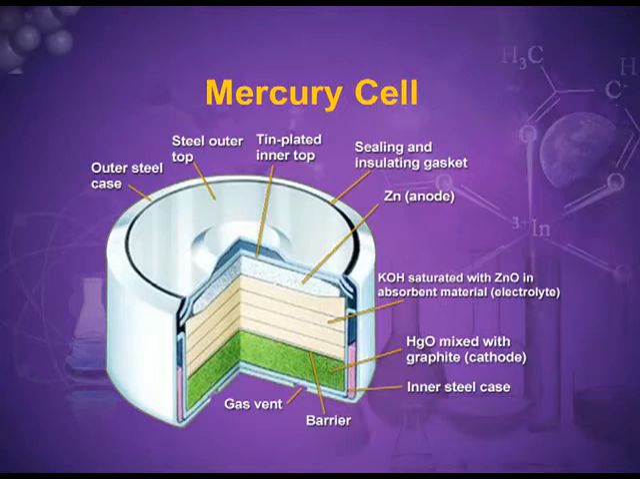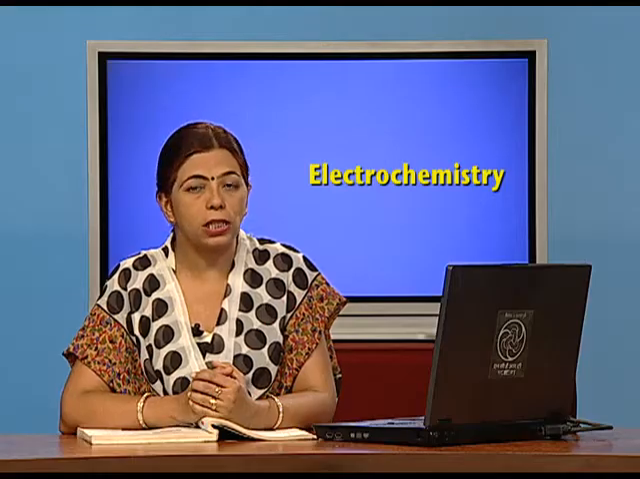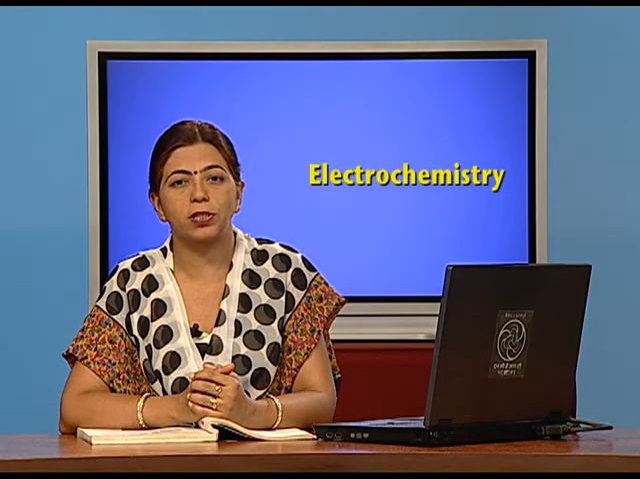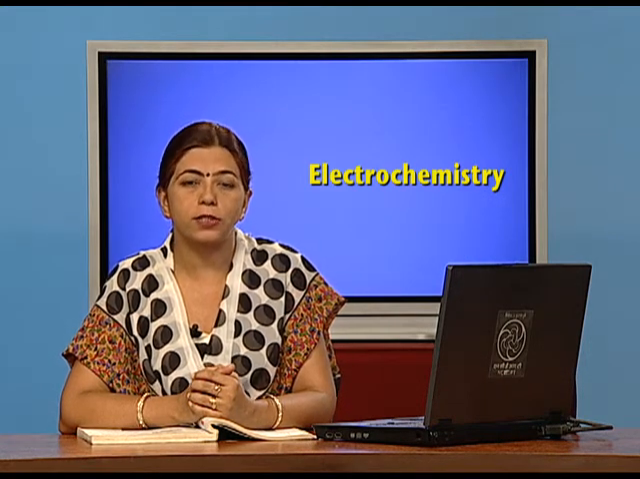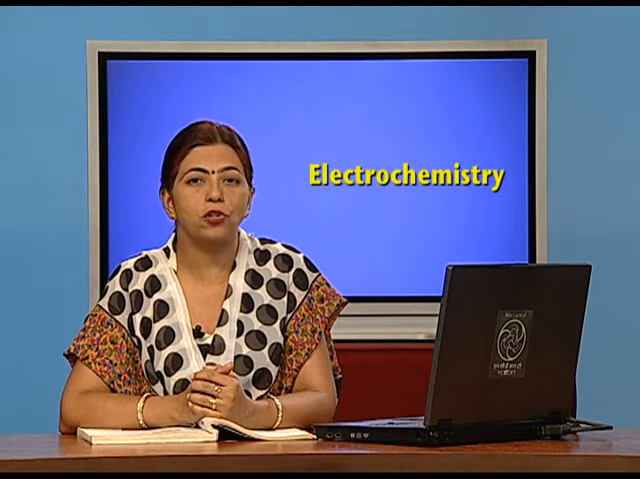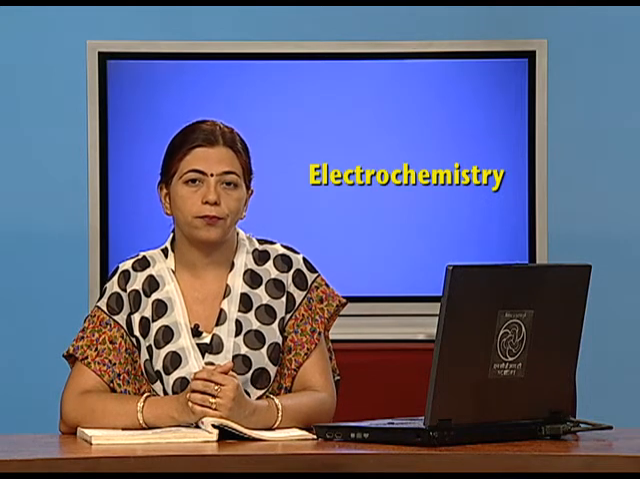The reactions at anode. At anode, we already know that the oxidation takes place. Oxidation means the loss of electrons. Since the anode is made up of zinc, zinc will lose 2 electrons and will oxidize to Zn2+ state. These 2 electrons are accepted at cathode, and HgO, that is mercuric oxide, is reduced to mercury.